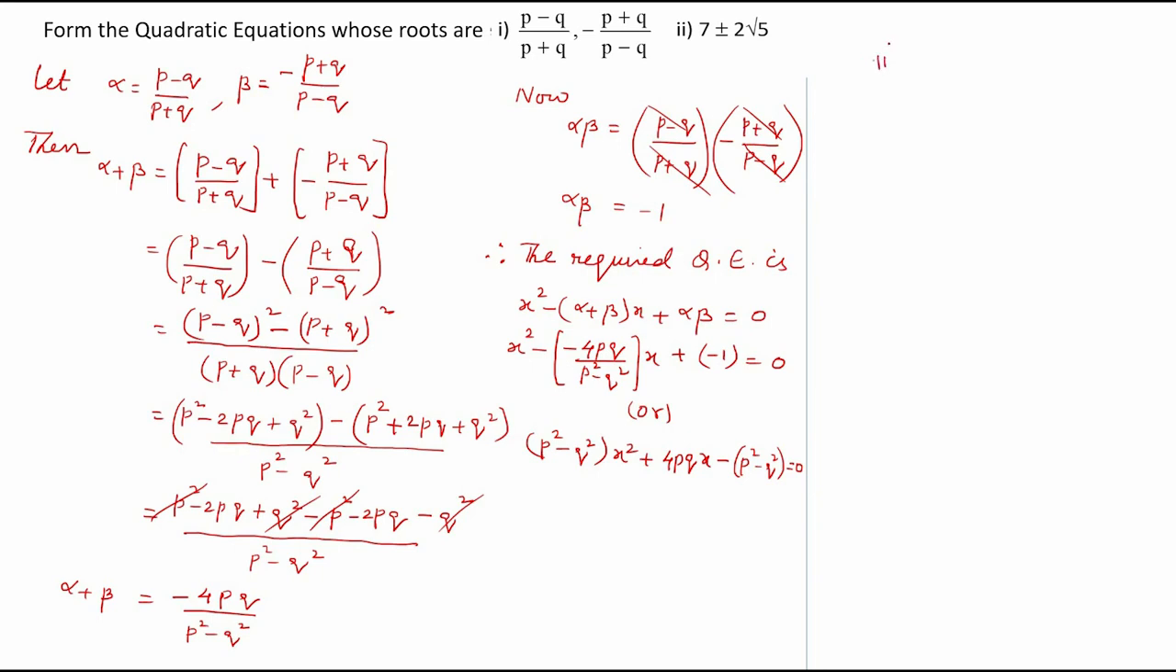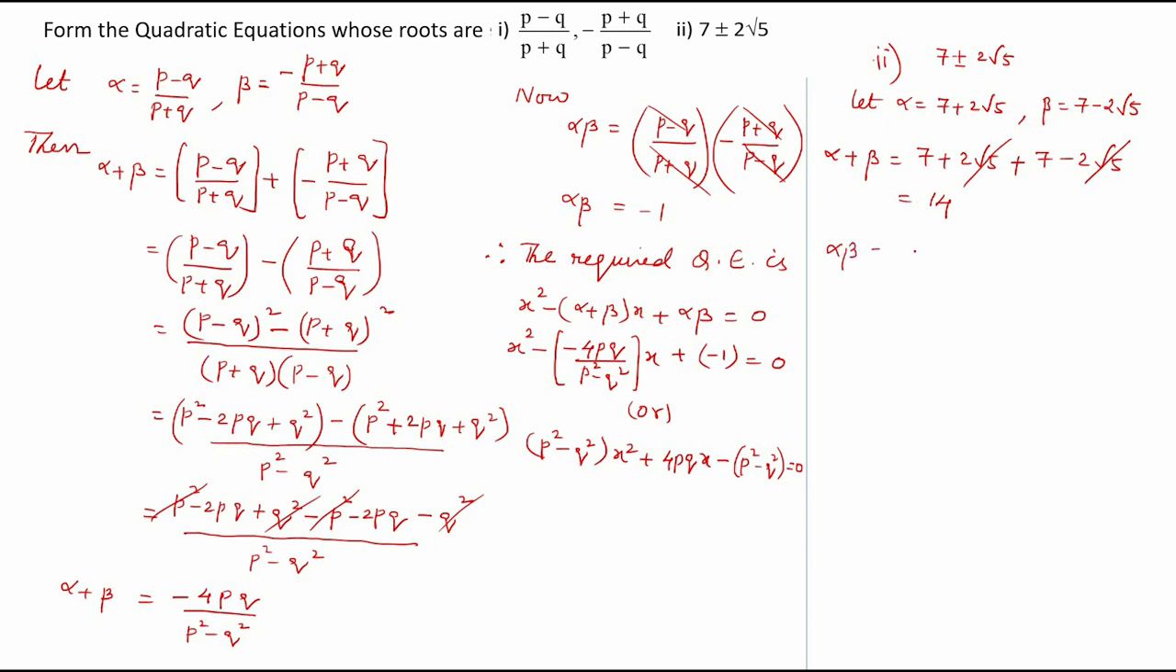The second bit given to us, the roots are given as 7 plus or minus 2 root 5. So let us take alpha as one root, 7 plus 2 root 5, and beta as the other root, 7 minus 2 root 5. Then first we will find the sum of the roots, alpha plus beta. So 7 plus 2 root 5 plus 7 minus 2 root 5. Here plus 2 root 5 minus 2 root 5 we can cancel. We get 7 plus 7 as 14.